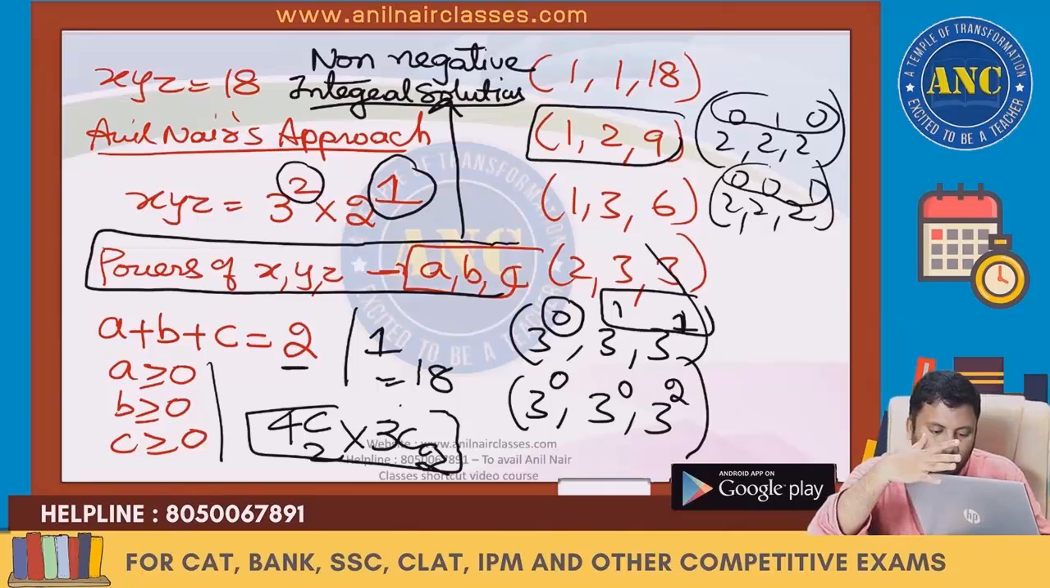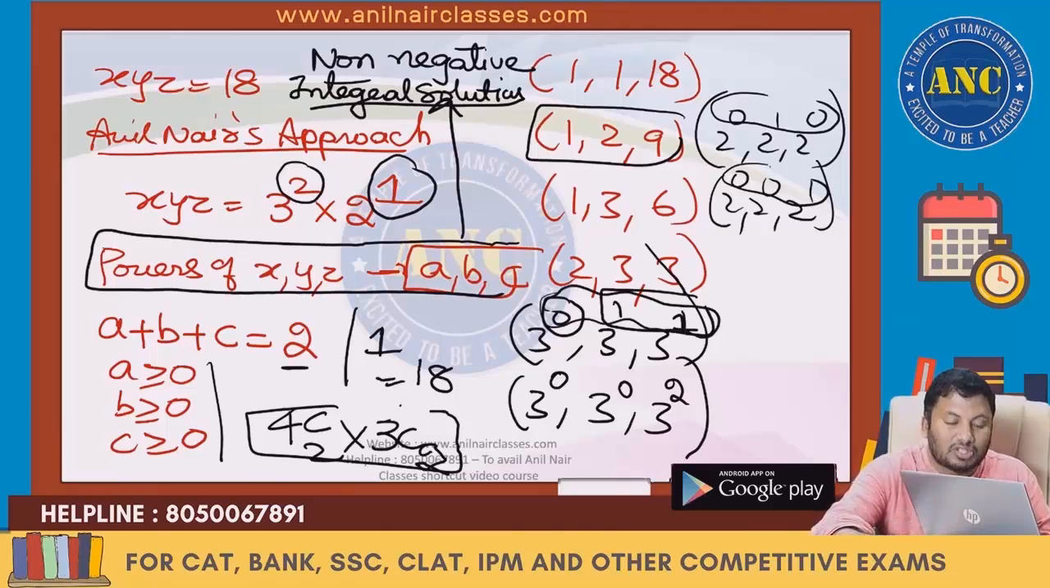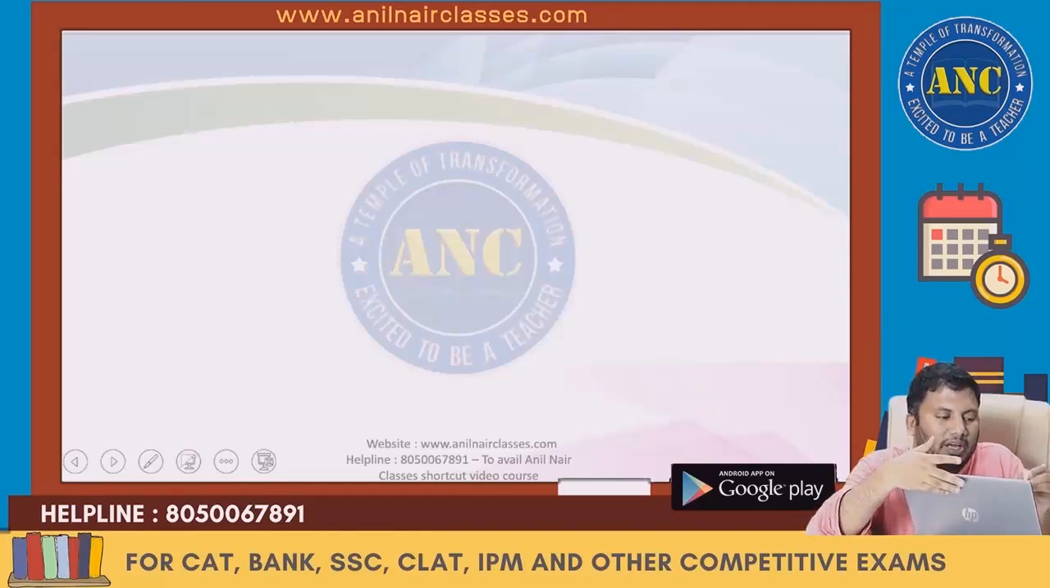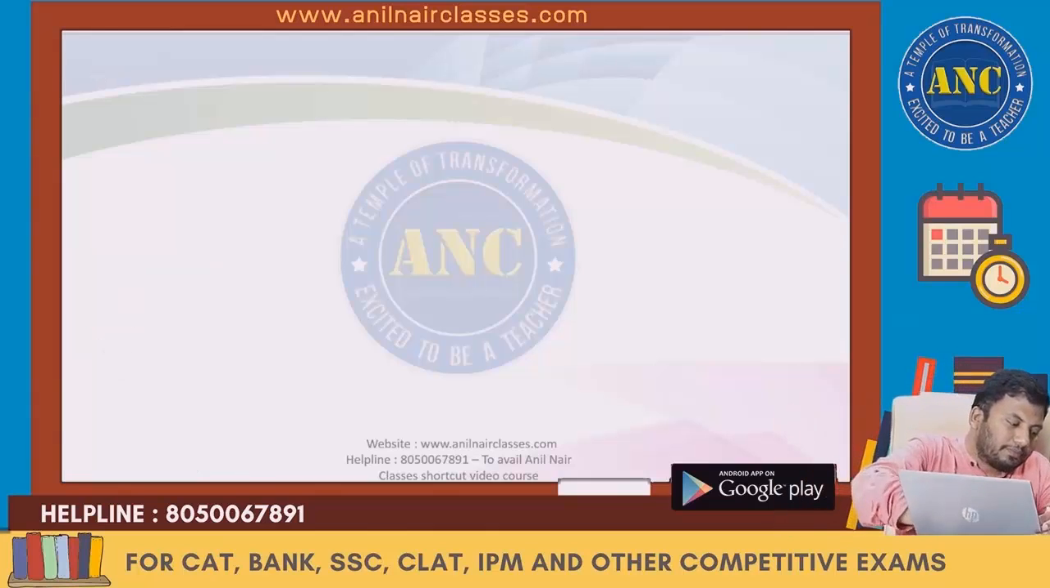Please see this: 2, 3, 3. 3 power 1, 3 power 1, 3 power 0. Sum of these powers is 2. Sum is also taking 0. a plus b plus c is 2. a, b, c at least 0, so 1, 1, 1 is added: 2 plus 3 is 5, 4C2. 1 plus 3 is 4, 3C2. 4C2 into 3C2. Right? Now, one more example which we will solve. Then it should be clear to you. It's an easy thing if you start analyzing the question.